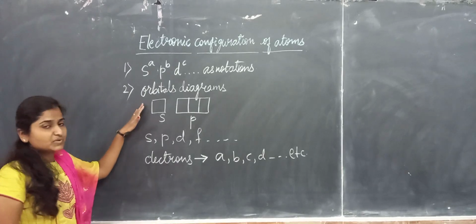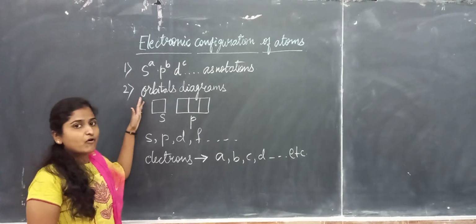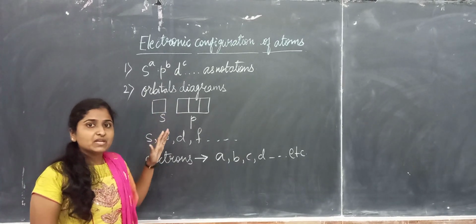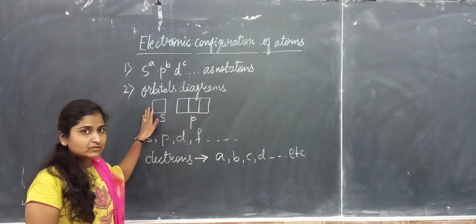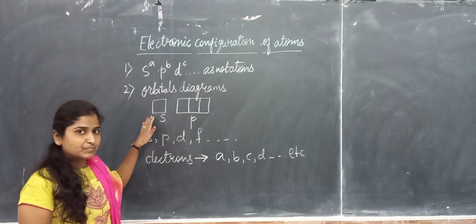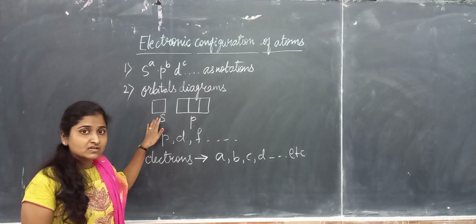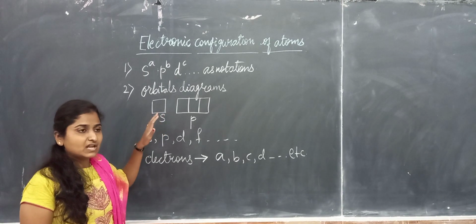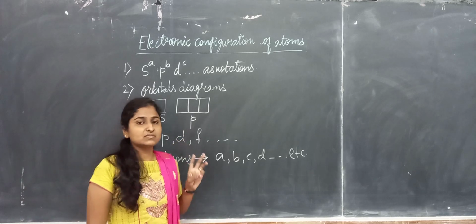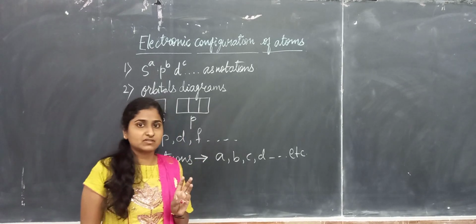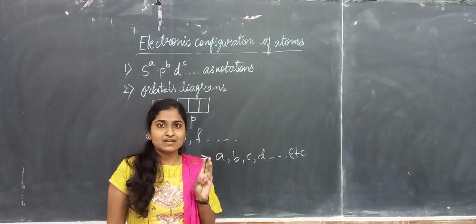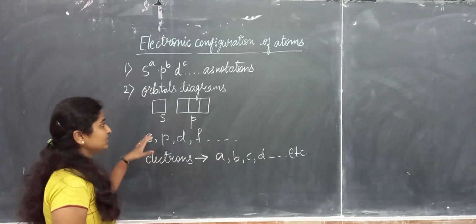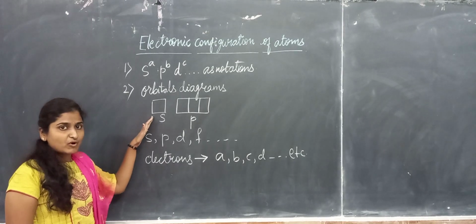Whereas in the second representation, that is in the form of orbital diagrams, we will be representing the orbitals in the form of boxes. If there are three orbitals, we will be representing them with three boxes. If there are seven orbitals, we will be representing them with seven boxes.